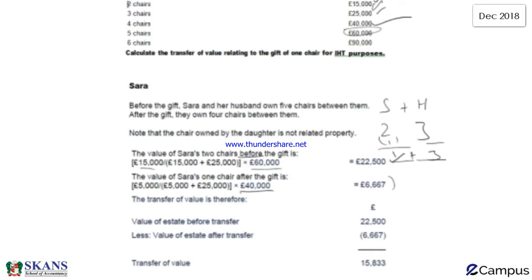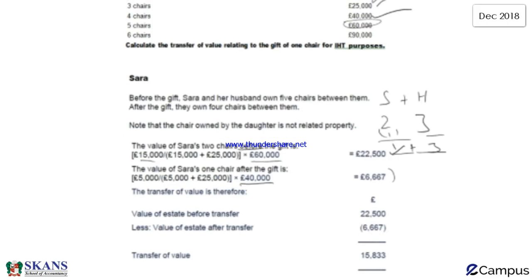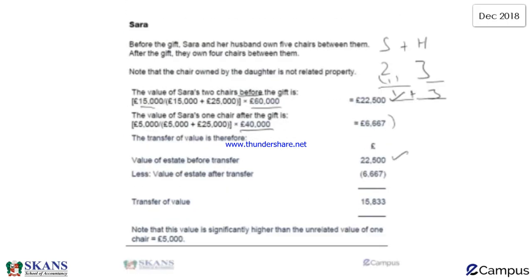6660. And that's why we can see before transfer value of estate was 22500. After transfer it remained only 6667, and the transfer of value is 15833.